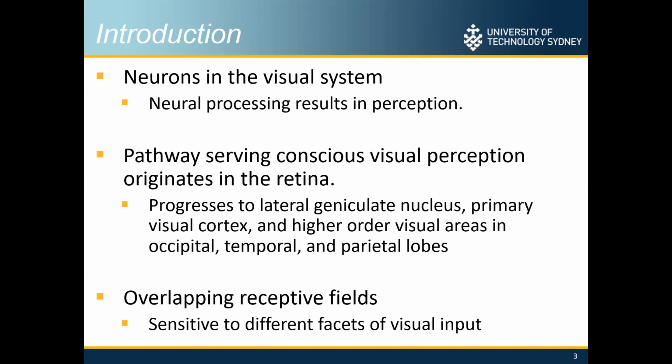Just to give you a brief introduction about the first half of the topic. Neurons in the visual system are responsible for the perception of what we see in our surroundings. The pathway of the neural processing starts from the retina, which is propagated to the brain via the lateral geniculate nucleus, the primary visual cortex, and the higher order visual areas of the occipital, temporal, and parietal lobes. Neurons in the visual system have overlapping receptive fields, which are sensitive to different facets of the visual input.